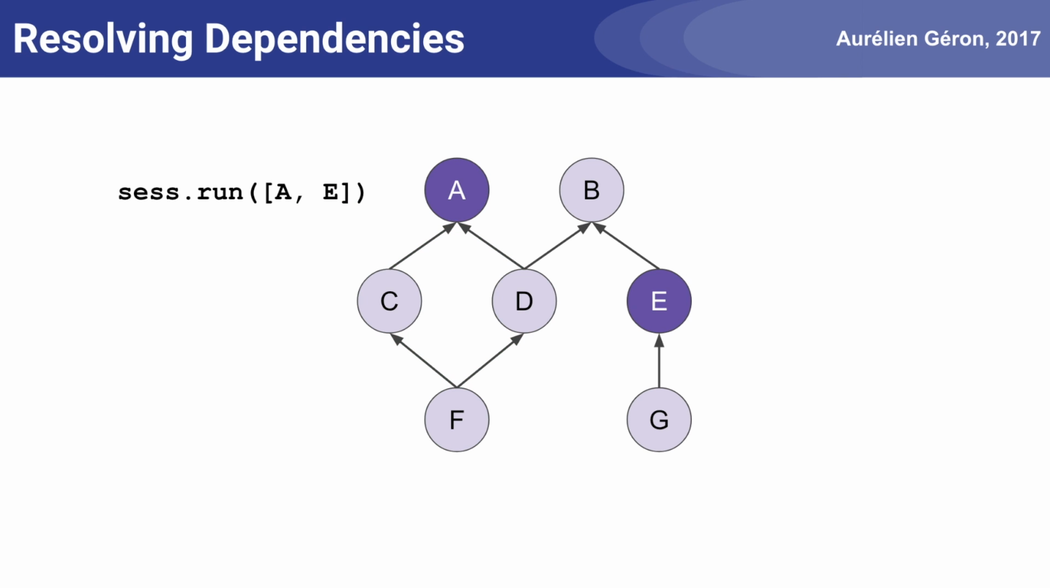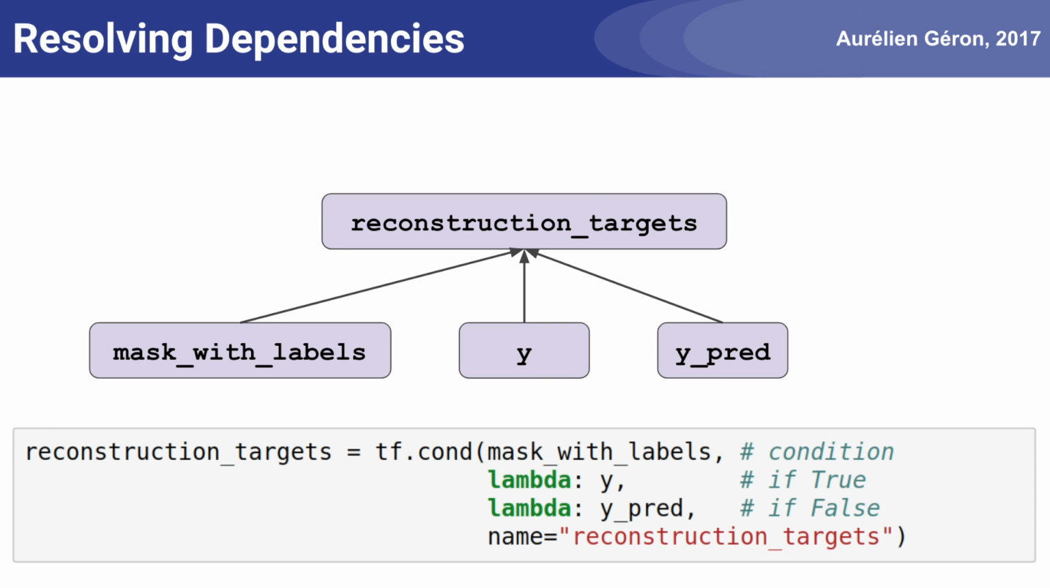You can actually evaluate multiple operations at once, for example, A and E, and the process is really the same. It finds all the dependencies, runs the root operations, and then goes upward, running every operation whose inputs are satisfied. And once it's got both the values for A and E, it returns the results. So let's apply this to our reconstruction targets. This tensor is the output of the cond operation, which has 3 parameters, mask with labels, a function that returns y, and a function that returns y_pred.